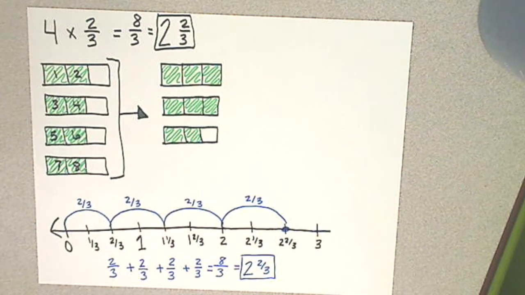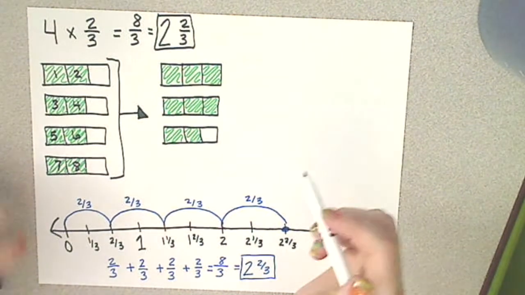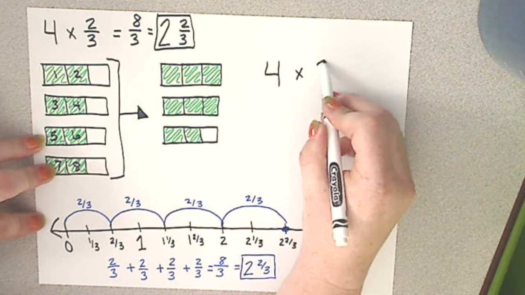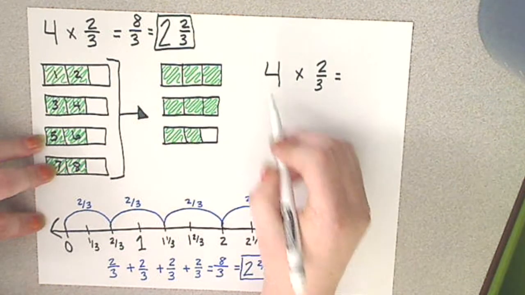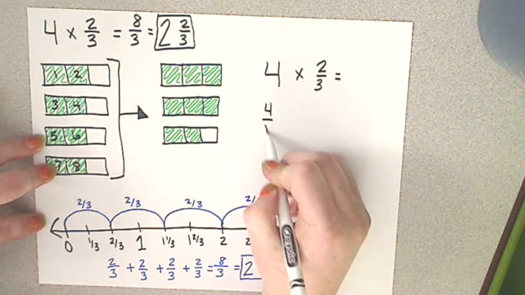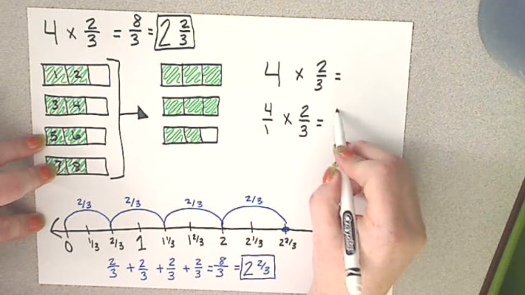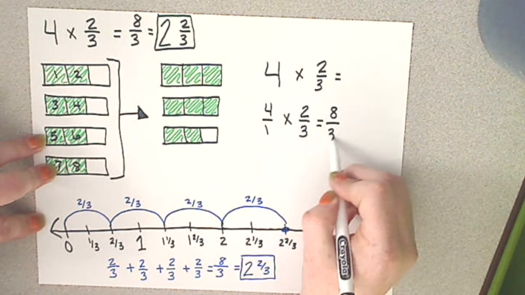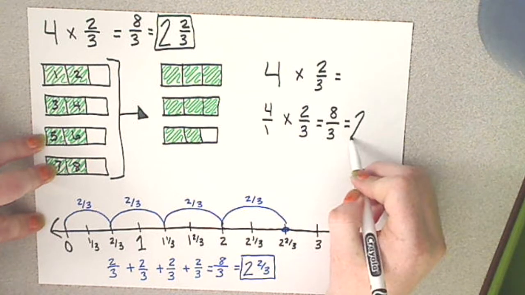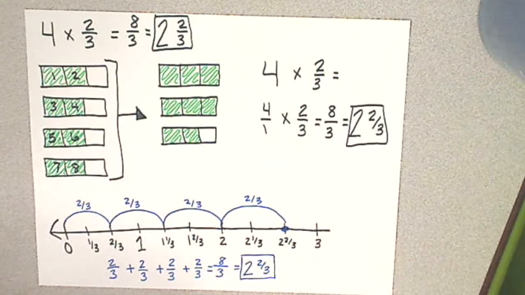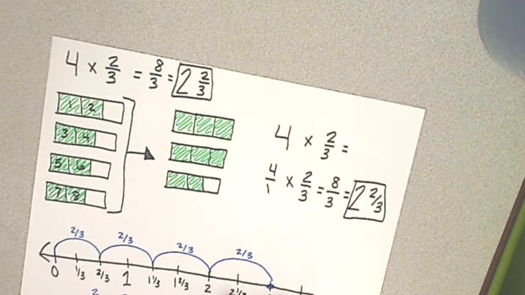And I've proven that 2/3 plus 2/3 plus 2/3 plus 2/3 equals 2, 4, 6, 8 out of 3 pieces in each whole, which also is equivalent to 2 and 2/3. Let's take a look at the standard algorithm for it. Four times 2/3. I need to turn 4 into a fraction, so 4 over 1 times 2/3, and then I multiply across. 4 times 2 is 8, 1 times 3 is 3, 8/3 equals 2 and 2/3. Easy, easy, easy.